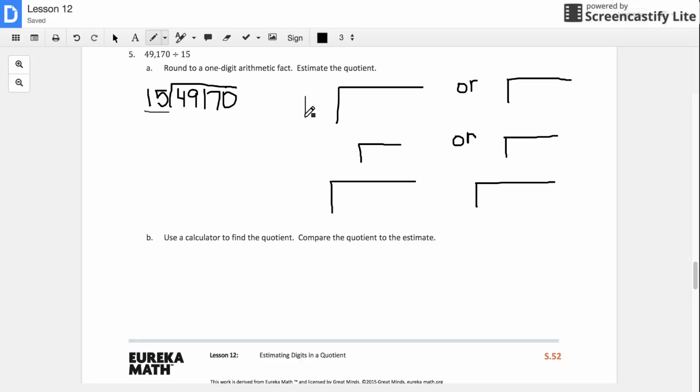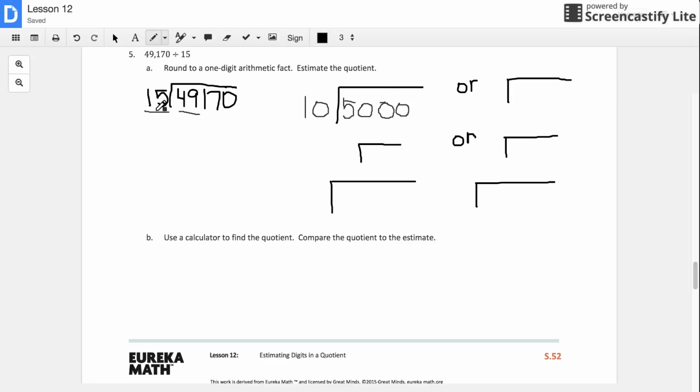So if we take this 15 and round it to 10, since this went down, I may want this to go up. Also, because 49 is awfully close to 50, I would round 49 to 50, and so that means I would take 49,150 and round it to just 50,000. So that's one way that this could go.